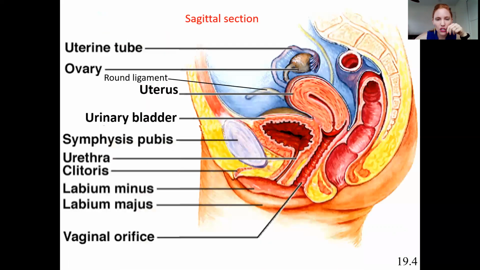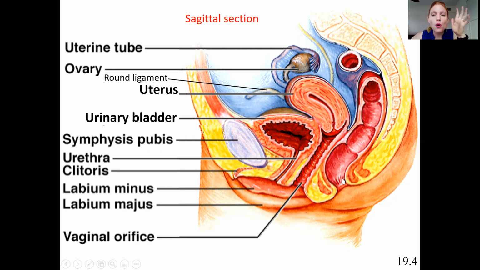Okay, so we can look at it from the side as well. This is the sagittal section through here. From the beginning, this would be the mons pubis. There's the clitoris. There's the labia minora and majora, so minor is smaller and major is bigger. The two openings: we have the urethral opening first, and then the vaginal opening second, posterior to that, and then there's the anus in the back.